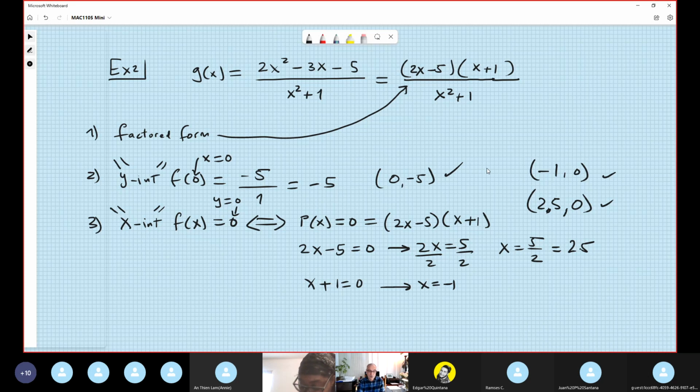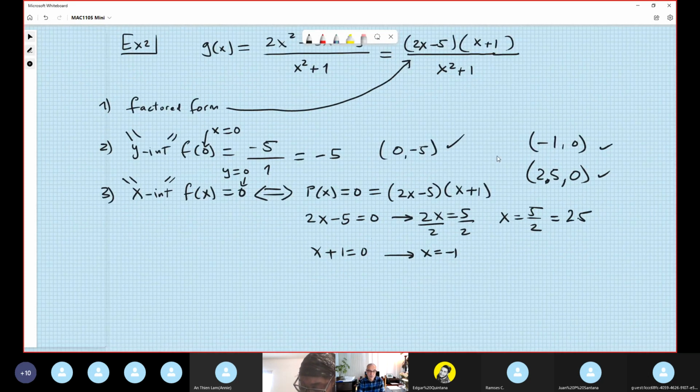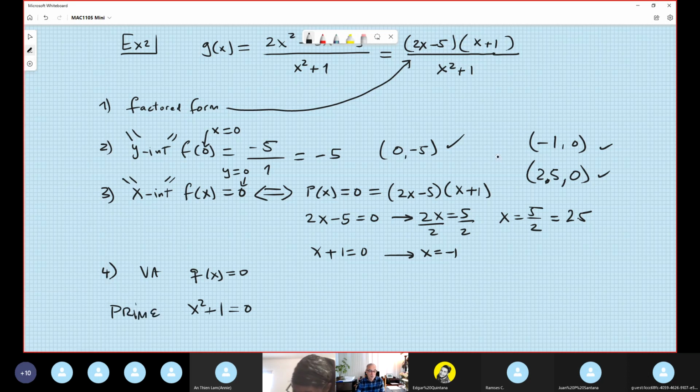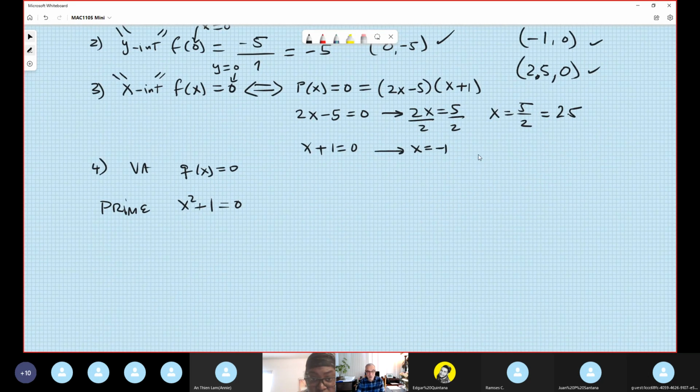Good. Okay, let's move on to number 4, the vertical asymptotes. For vertical asymptotes, remember the formula: you take the polynomial at the bottom equal to 0. The polynomial at the bottom is x squared plus 1, which we said is prime. The reason it's prime is clear: we cannot factor it in the real field, because the solution of this equation is complex or imaginary.